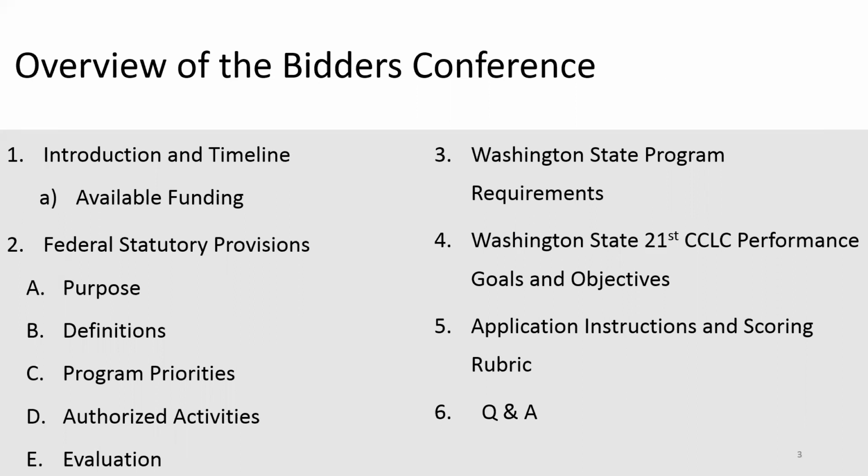The first couple of slides are about the introduction, timeline, and available funding, then the federal statutory provisions as far as the purpose, definitions, priorities, activities, and evaluations, the Washington State program requirements, the Washington State performance goals and indicators, application instructions, and scoring rubric, followed by the Q&A.